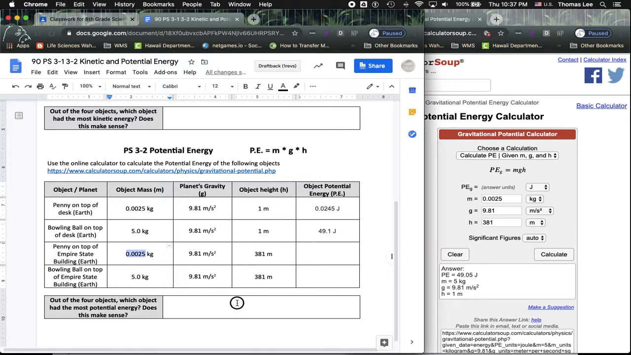So once you find all 4 of these, you're going to see which object has the most potential energy, and does that make sense? All right.